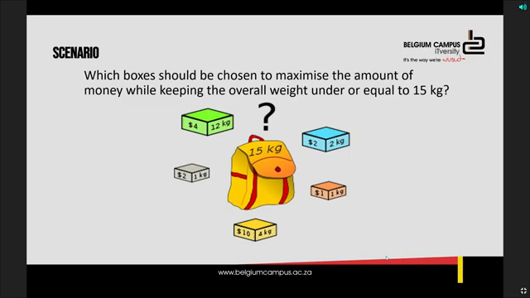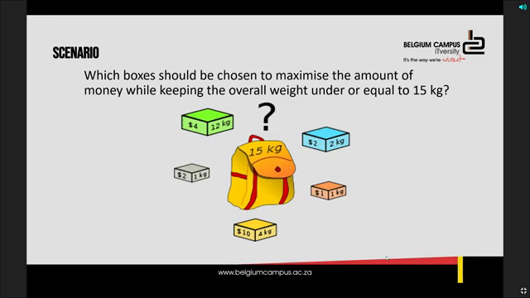Okay, so let's see which boxes should be chosen to maximize the amount of money while keeping the overall weight under or equal to 15 kilograms. So first of all, make sure if you're saying 15 kilograms that you use the measurement kilograms for everything else. But if I give you a constraint, you can automatically think that whatever other values you're given, that will then be what you want your objective to be. Because if there's no limitation, then that should probably be your objective. Okay, but let's get to it.